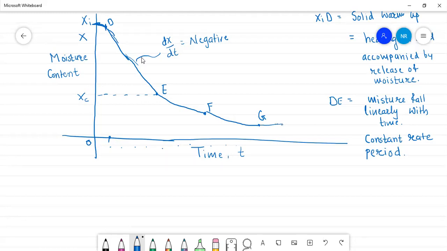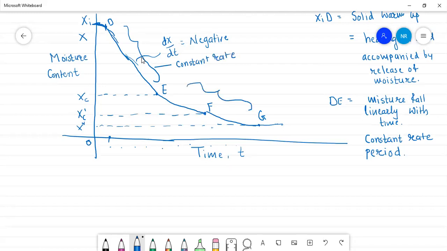content. So here up to EF we call Xc dash, the critical moisture content dash, and G we call X star. So X star means after that the moisture is not able to be removed. So this period we call the constant rate of drying, the constant rate period. Now these two, E to F and F to G, we represent as the falling rate period.